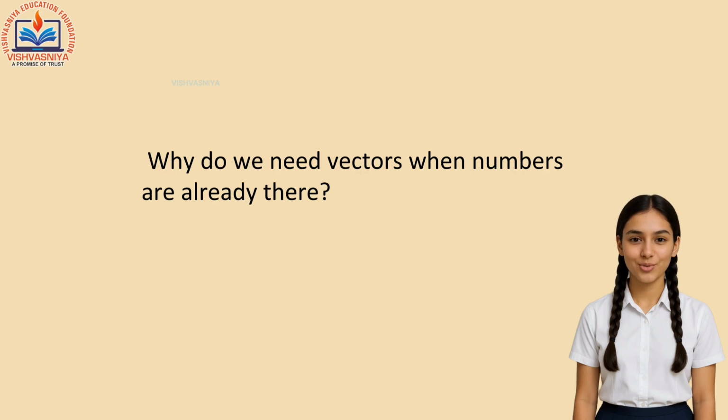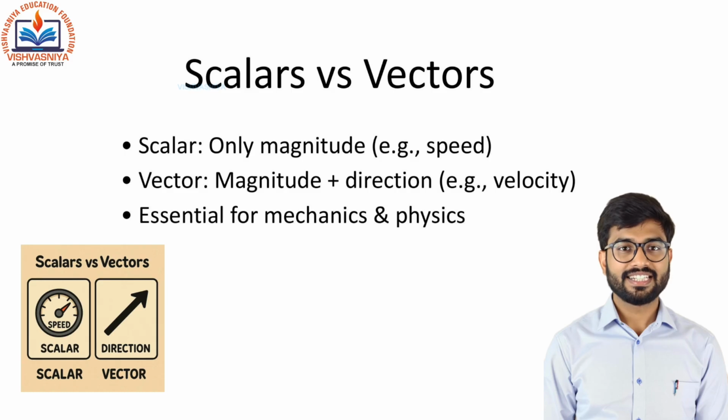Sir, why do we need vectors when numbers are already there? Excellent question. Numbers, or scalars, only show magnitude. But in physics, we often need direction too. For example, if I say a car is moving at 60 km per hour, you only know speed. But if I say it is moving at 60 km per hour towards the north, that is velocity, a vector.